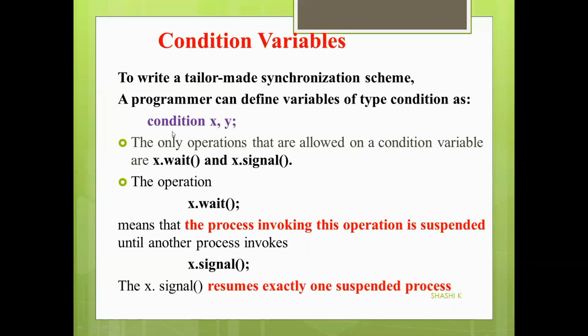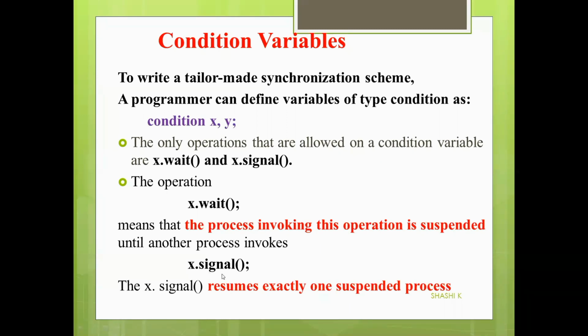But what happens by the X dot wait of or X dot signal of is a little bit different from the concept of a semaphore. X dot wait of means we are executing wait operation on the condition variable X. Whenever a process executes wait operation on the condition variable X, the process which is invoking X dot wait of will be suspended, and it will be put into a queue.